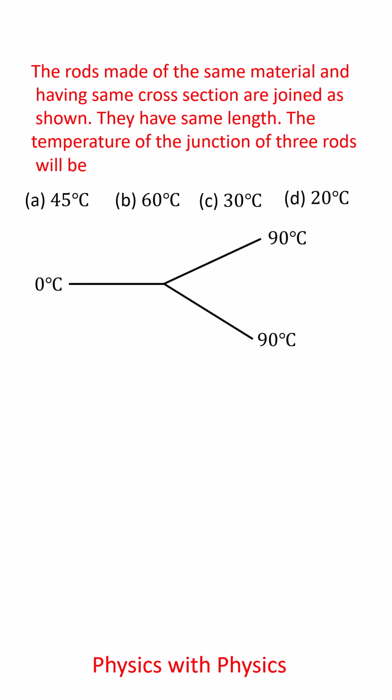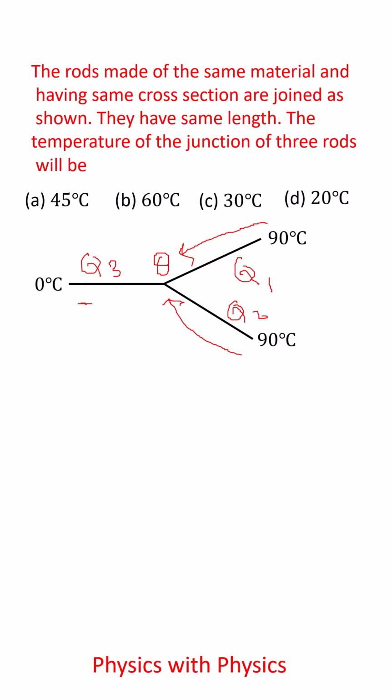Rods made of the same material and having the same cross section are joined as shown. They have the same length. Let's suppose the temperature of the junction is theta. Now this is 90 degrees Celsius, this is theta degrees Celsius. Therefore heat energy flows from this side to this side and this side to this side. The heat energy flowing from 90 to theta is, let's say, Q1, and from this side let's say Q2, and in this side let's say Q3.